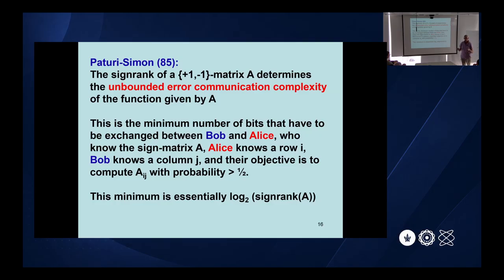So it's a very powerful model because we don't demand much. And it turns out the minimum number of bits that they have to send is basically log base 2 of the sign rank of A, maybe plus 1 or so, whatever. So if the sign rank is very small, like in this identity matrix, the communication complexity is like 2 or something. It's really a very powerful model.